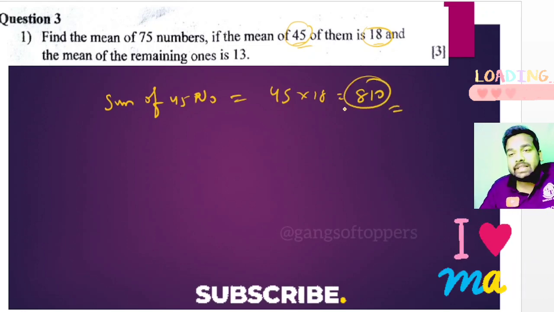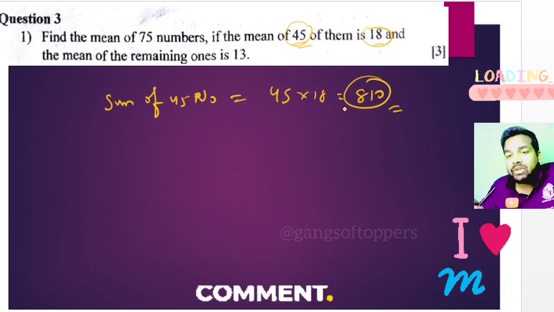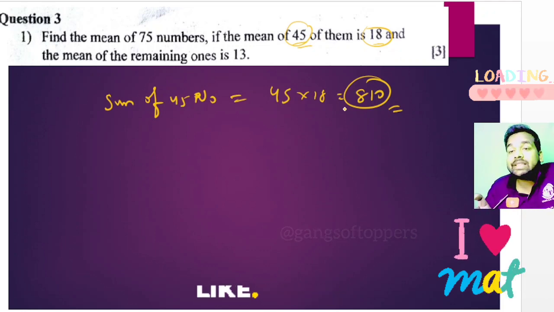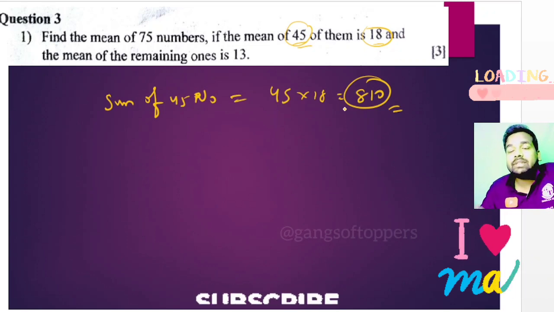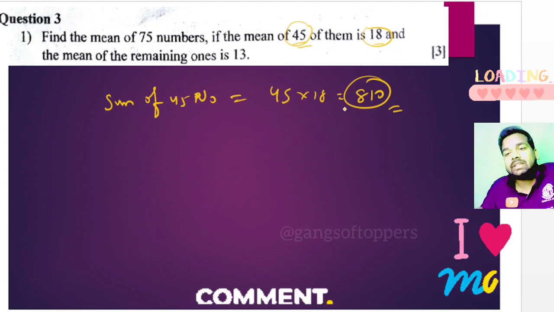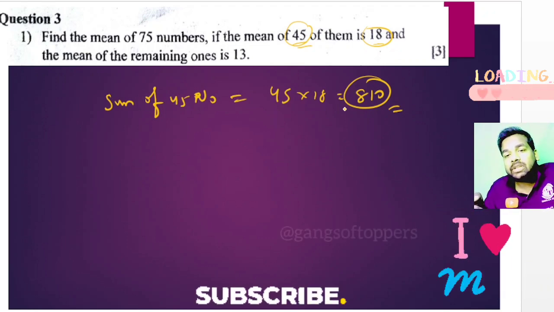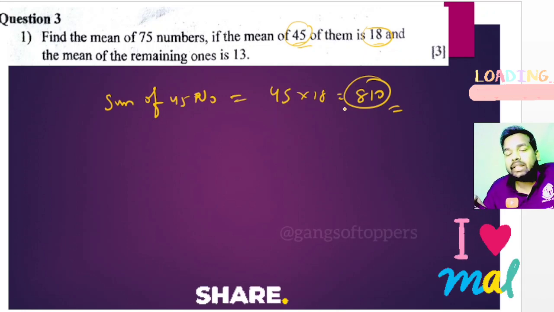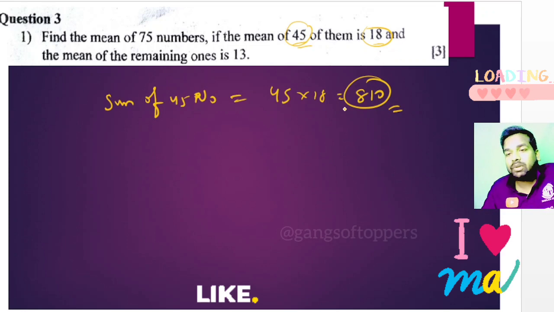How? Since the mean of 45 numbers is given as 18, here we are going to find the sum of 45 numbers. From the concept that the mean is equal to the total sum divided by the number of observations, the sum of 45 numbers is equal to the number of observations into the mean.